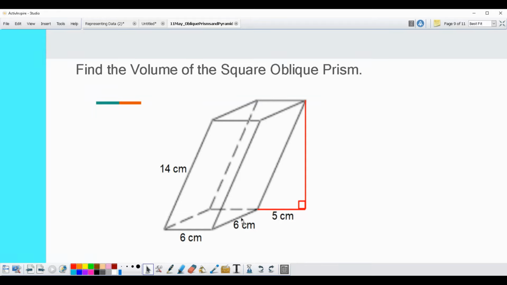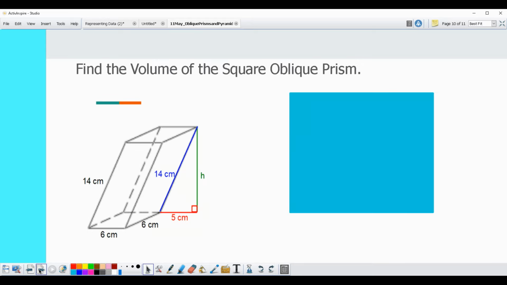So this is a square oblique prism. And so our base is a square. It doesn't look really square, but it is. And so in this case, you can see we have this length here of our right triangle. We have the slant height, which is 14 centimeters, but what we don't have is the height of that prism. So we are going to have to find that value. So let's take a look.